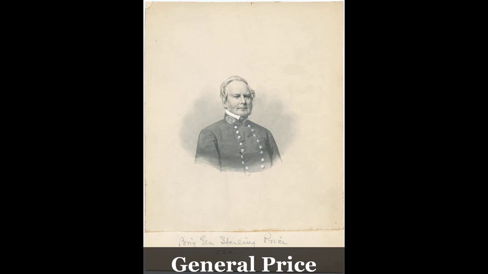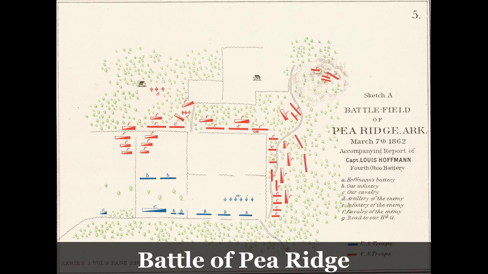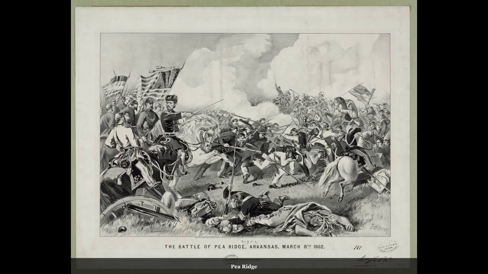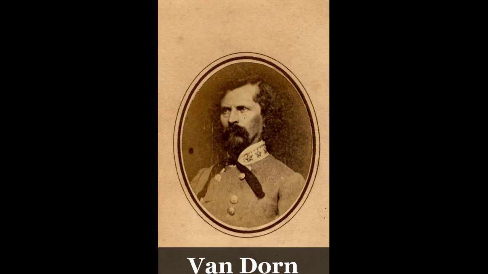Meanwhile, Van Dorn sought to concentrate his forces, including those under General Price, to launch a decisive strike against the Union invaders. In early March 1862, Curtis's army found itself in the vicinity of Pea Ridge, Arkansas, preparing to face whatever forces Van Dorn could muster.